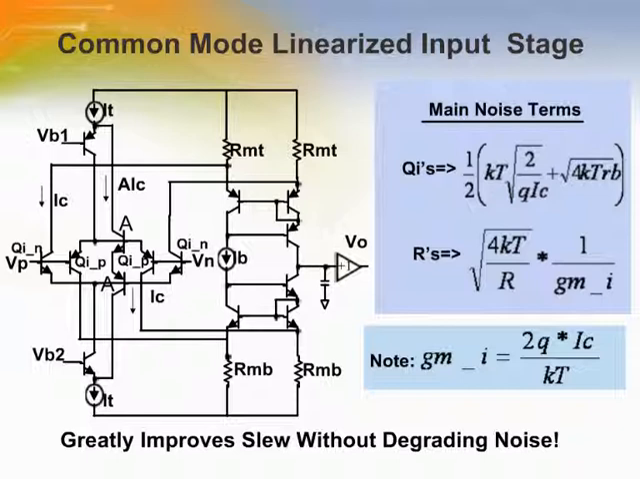In 2003, ADI released the first high-speed amplifier with a common mode linearized input. The part number is AD8099. Other devices with common mode linearized inputs are the ADA4899 and the ADA4898.